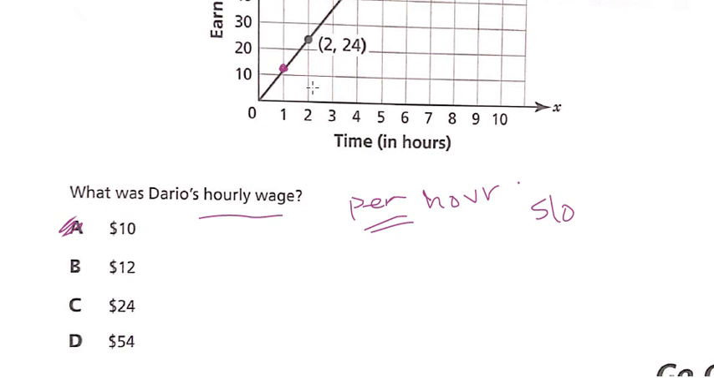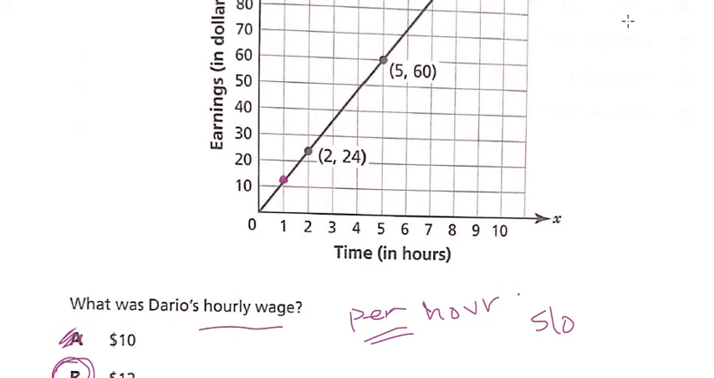That's not his hourly wage. That's how much he makes for 2 hours. So it's not that. And 54 doesn't make any sense. So we already know that it is answer choice B. Another way to think about that is if he makes $24 for 2 hours, he makes $12 for 1 hour.